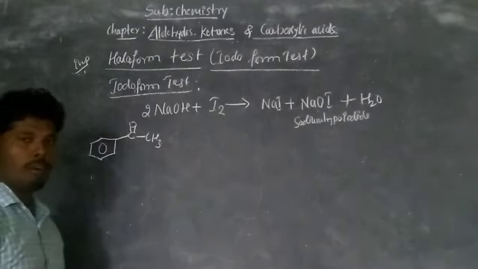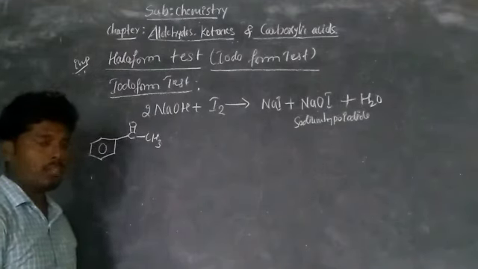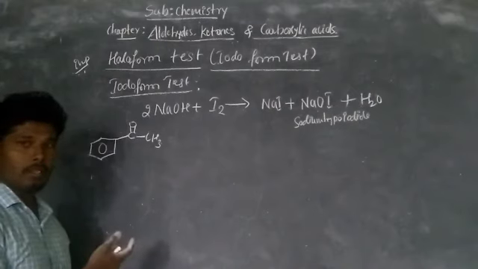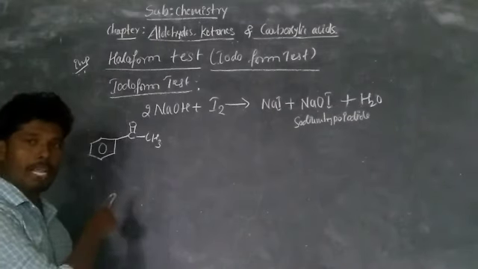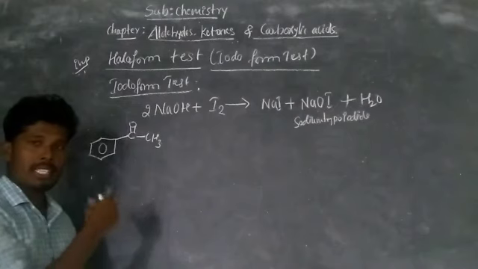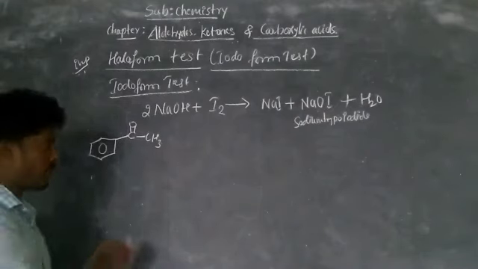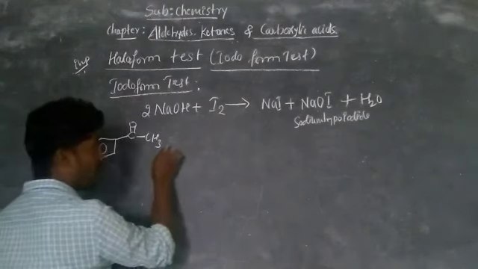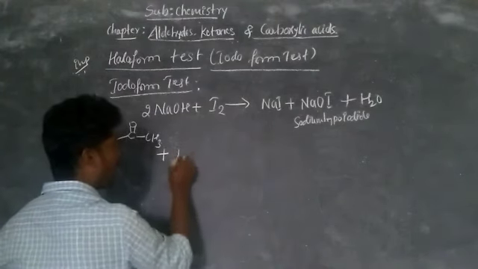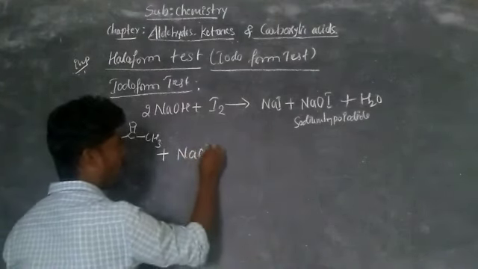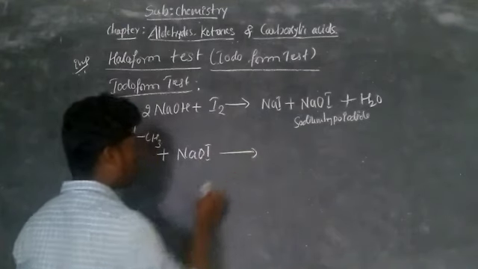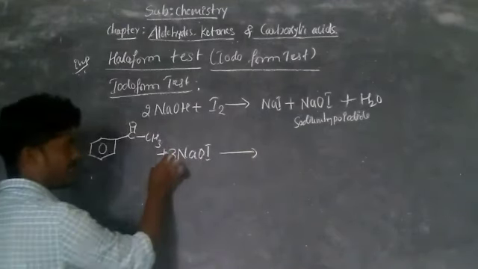When the iodoform test is applicable, that is what they ask. So any carbonyl compound, aldehyde or ketone, that has at least one methyl group, such compounds only show the iodoform test or haloform test. Here there is one methyl group that will react with the sodium hypoiodide, NaOH. Take 3 equivalents, right?